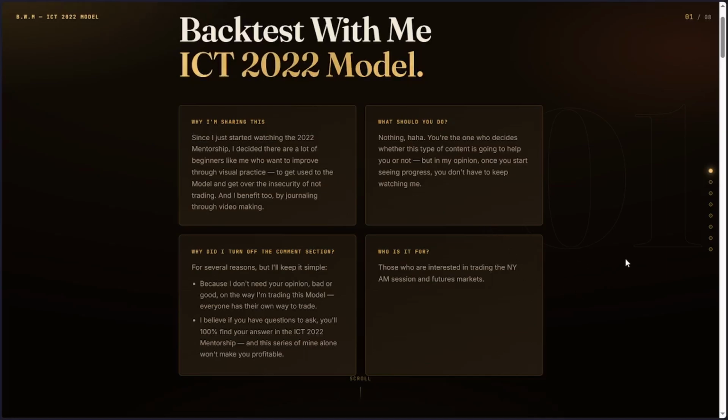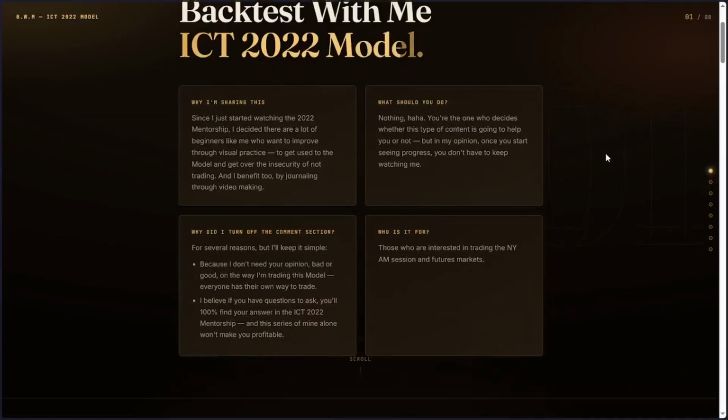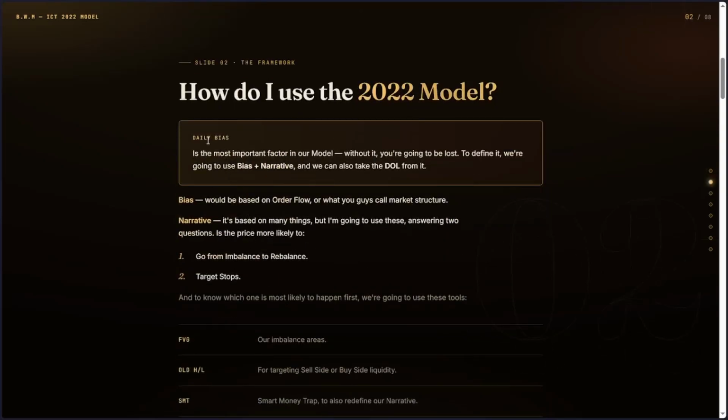And who is this model for? For the guys that are looking to trade futures in the New York AM session. As pairs, I'm going to use NASDAQ, S&P 500, and the DXY, which is the dollar index. I won't trade it, of course, but as a measurement, those are the three pairs I'm going to use. So let's go over the second slide: how I use this model.